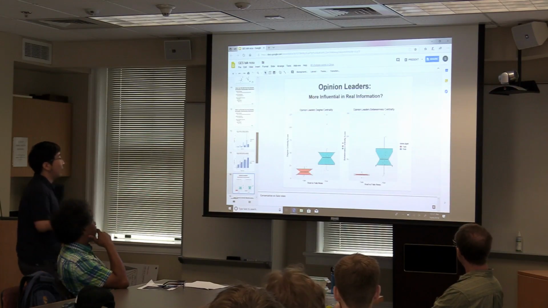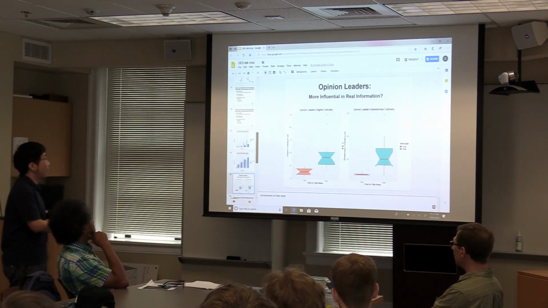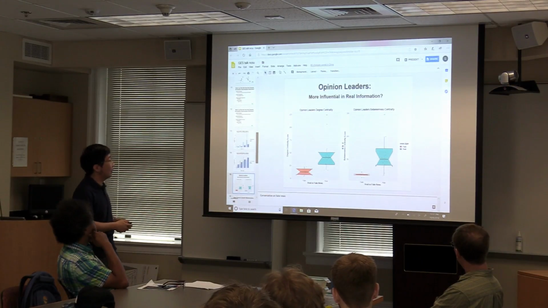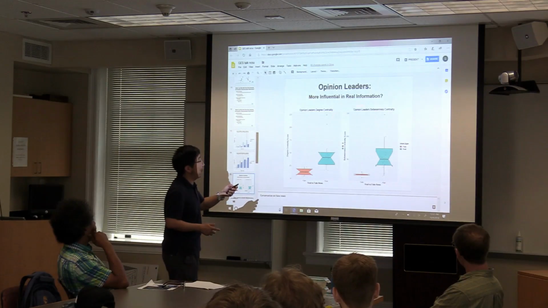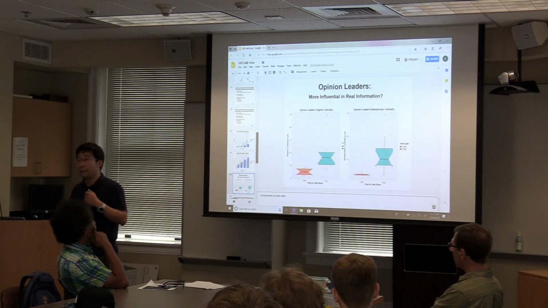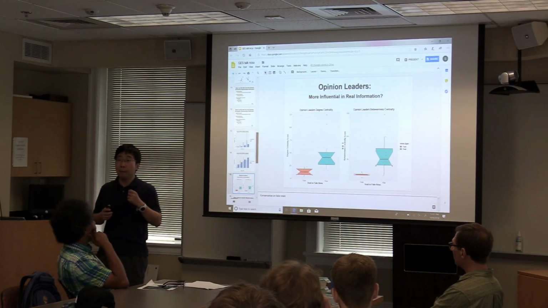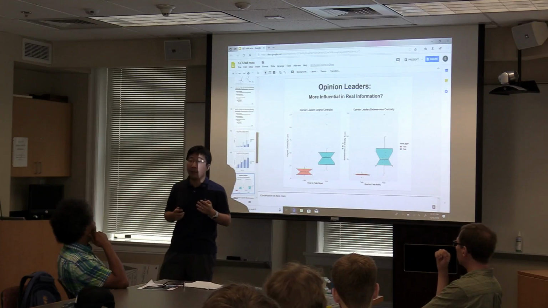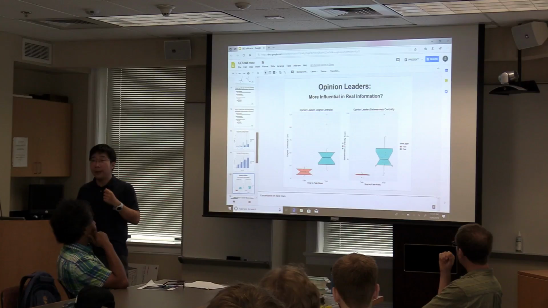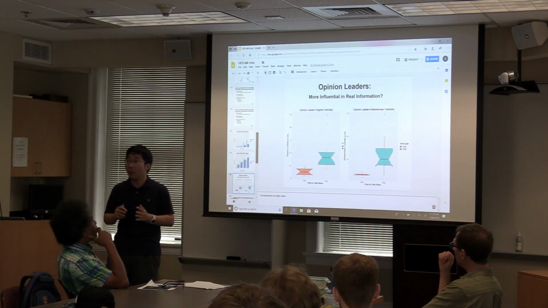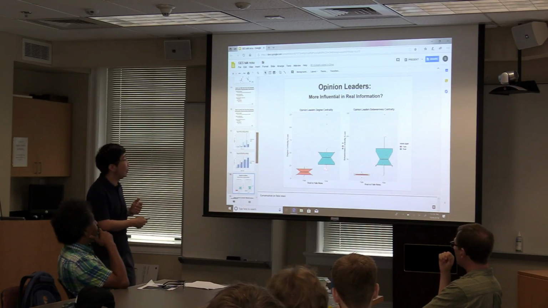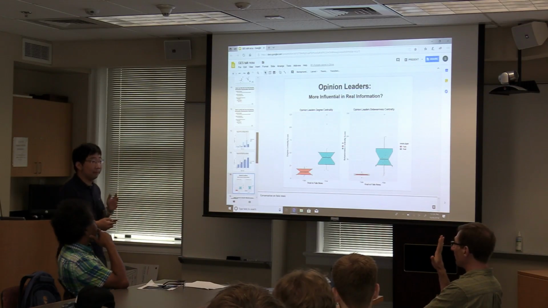And we also compare the opinion leaders here. The green one is the real one, the red one is the fake one. The centrality measures are both significantly higher in the real ones versus the fake ones. Meaning, even though we have opinion leaders in both real and fake news, the real news opinion leaders are practically more influential than the fake ones. So this is what this information is telling us.